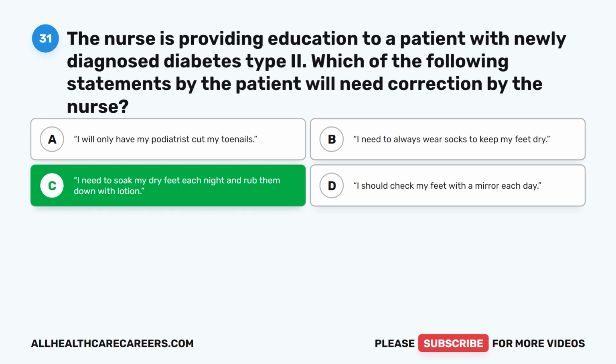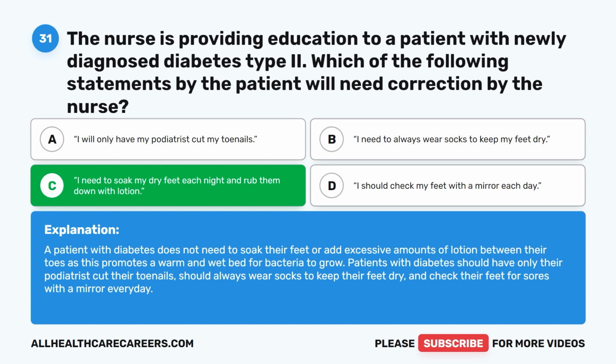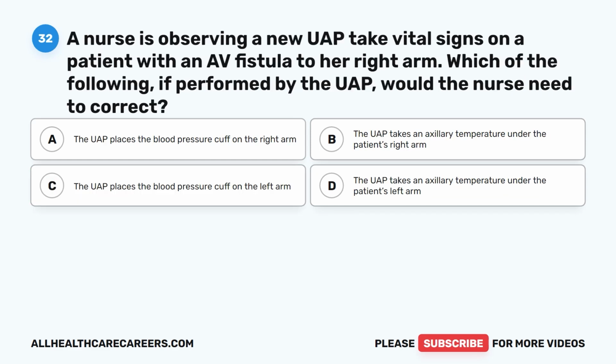I need to soak my dry feet each night and rub them down with lotion. A patient with diabetes does not need to soak their feet or add excessive amounts of lotion between their toes, as this promotes a warm and wet bed for bacteria to grow. Patients with diabetes should have only their podiatrist cut their toenails, should always wear socks to keep their feet dry, and check their feet for sores with a mirror every day.